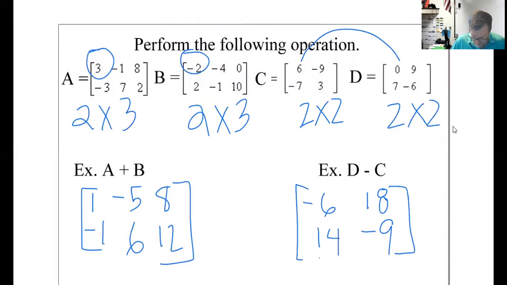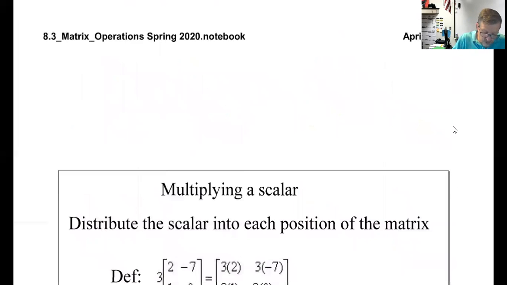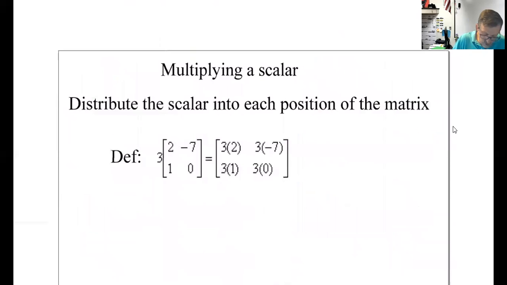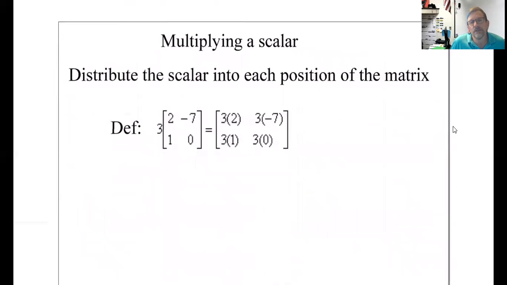So far, so good. All right, multiplying by a scalar simply means you take everything inside the matrix and multiply it by the same number. In this case, our scalar is the number on the outside. It's like distribution on steroids. So you multiply everything through by the same number.